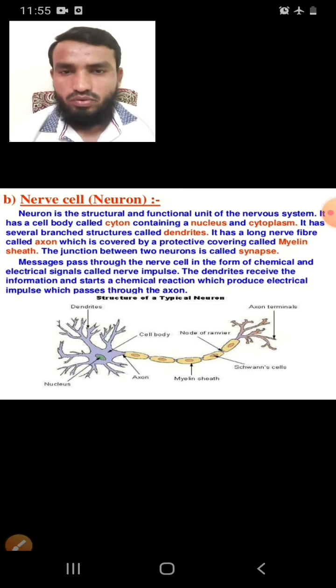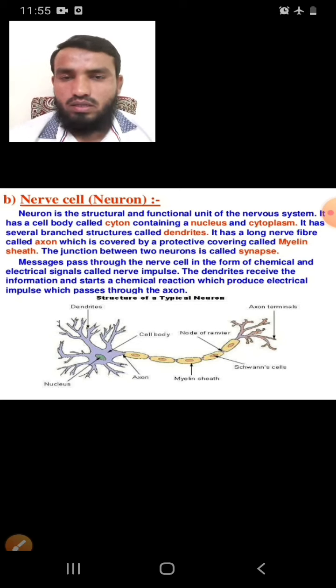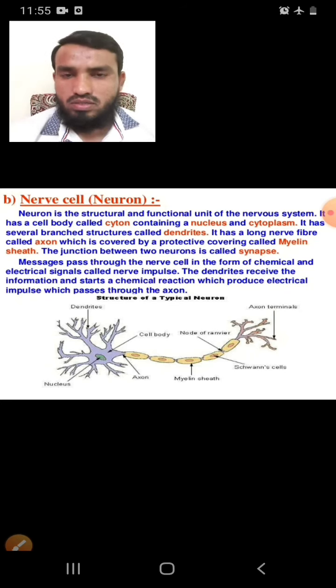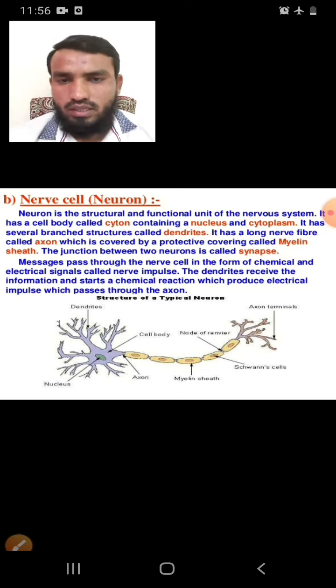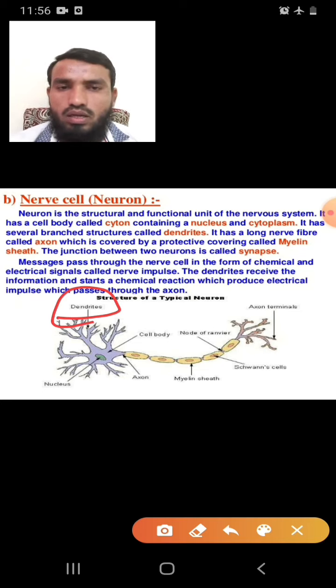Now how does it work? A message passes through the nerve cells in the form of chemical and electric signals called the nerve impulse. These cells are present all over the body in the form of nerves. Suppose we take the example of your skin. There are some neurons present in your skin, starting from the skin. The skin is a sense organ, so whatever the stimulus, like a very hot or very cold object, all that information is received by the dendrites. The dendrites are attached to our sense organ, and they convert this information into chemical form or electrical signals.